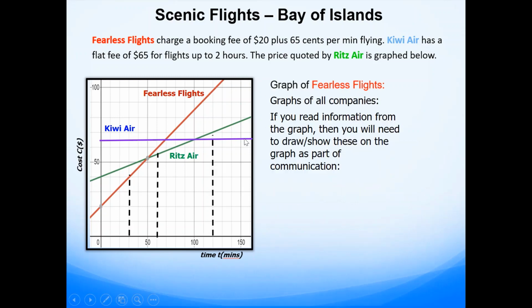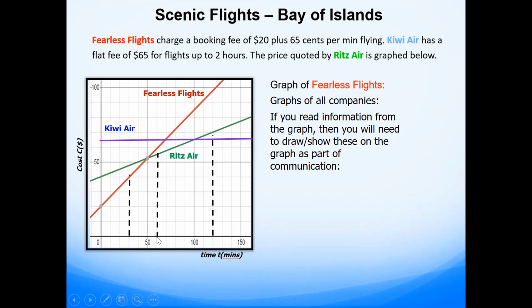So if you read the information from the graph, make sure you indicate those on the graph itself, because that's the requirement for the communication part. So in this case, you can see that for 30 minutes of flying, if I draw a vertical line, it's touching the first graph, which is for Fearless Flight. So this means that Fearless Flight is the cheapest.